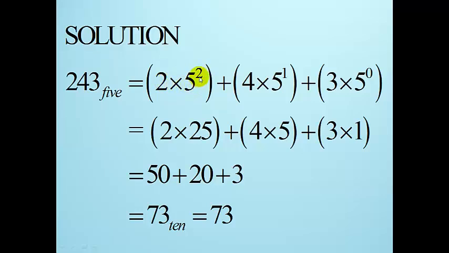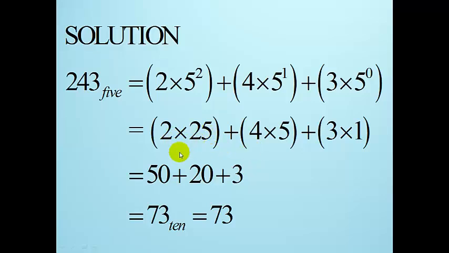Now 2 times 5 squared is equal to 2 times 25, because 5 squared is equal to 25. 4 times 5 exponent 1 is equal to 4 times 5, because 5 exponent 1 equals 5. Plus 3 times 5 exponent 0, which is equal to 1. Any number or variable raised to the power 0 is equal to 1.